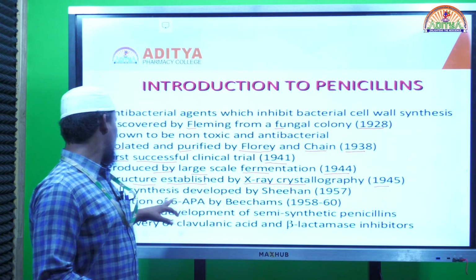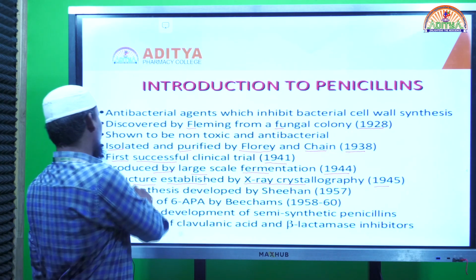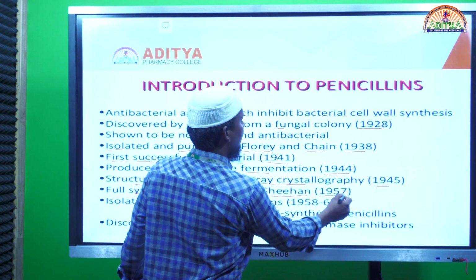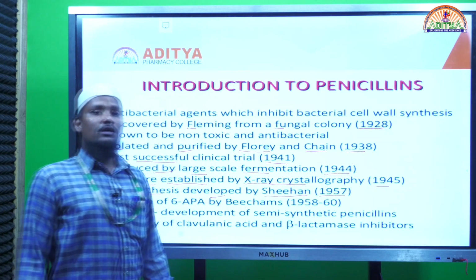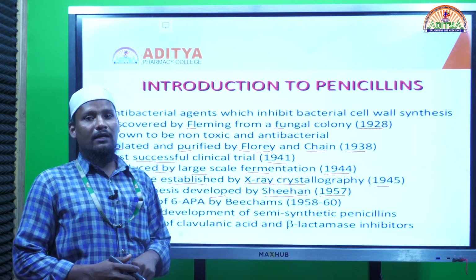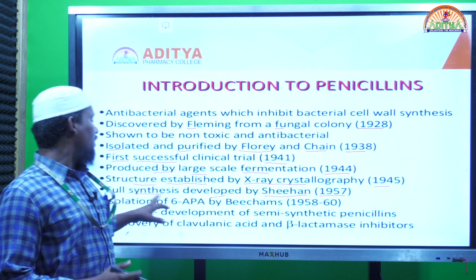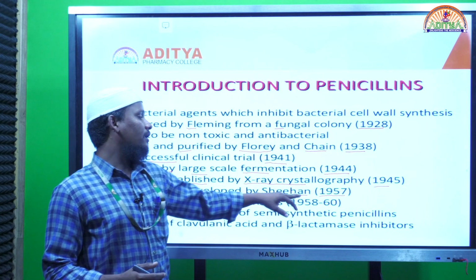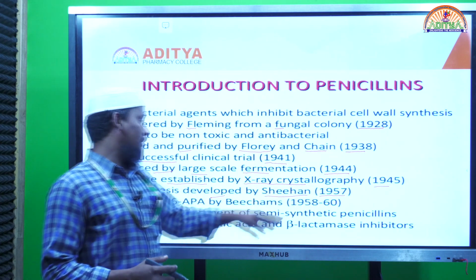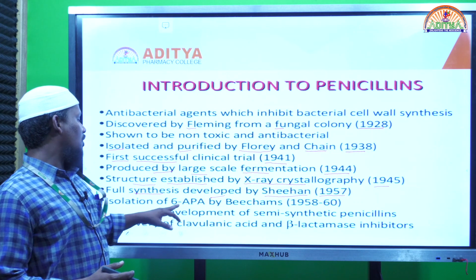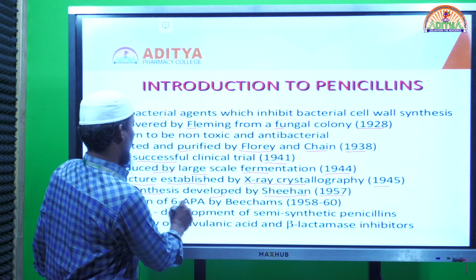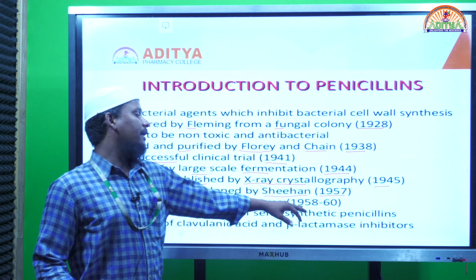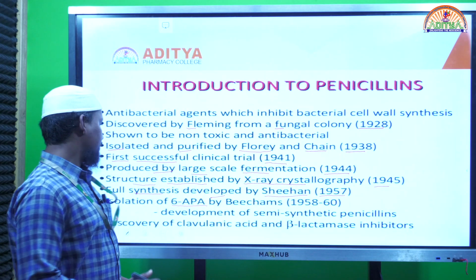In the next series, the full synthesis was developed by Sheehan in 1957. The synthetic procedures were completely understood and it was fully synthesized. The antibiotic was fully synthesized by Sheehan in 1957. And isolation of 6-APA by Beecham's in 1958.